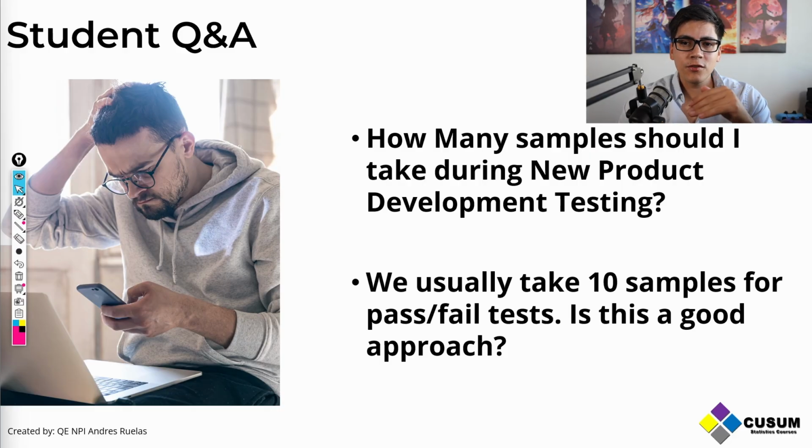And most engineers, if I'm being honest, analyze this the wrong way. They simply say, well, my corporate procedure says 10 samples, so I'm just going to take 10 samples. And then they release the product over to manufacturing, and when we actually start building 1,000 units, 10,000 units, or 100,000 units, we start getting failure rates.